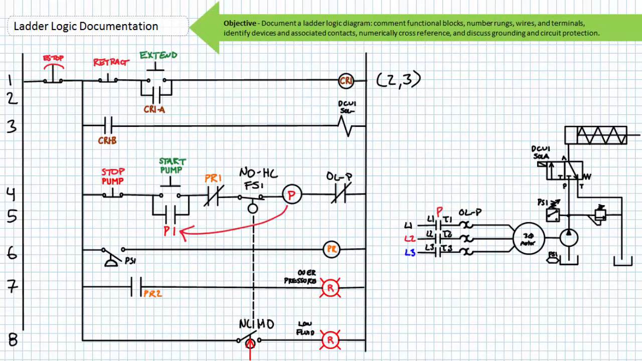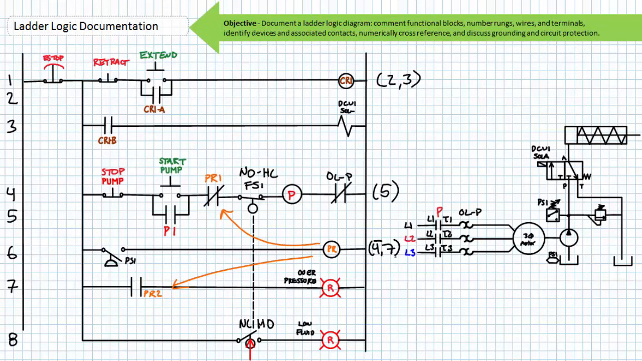Similarly, the P contactor coil in rung 4 affects the state of the P1 auxiliary contact in rung 5. Rung 4 is numerically cross-referenced to include a 5 in parentheses on the right-hand side, indicating that when rung 4 is energized, something in rung 5 closes. Finally, the coil of the pressure control relay, PR, in rung 6 affects the state of the normally closed contact PR1 in rung 4 and the normally open contact PR2 in rung 7. Note that the numerically cross-referenced rung 6 has overbar 4, 7 on the right-hand side in parentheses.